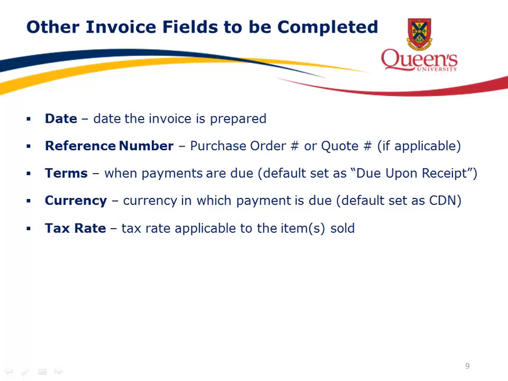The tax rate. When completing this field, use the tax rate applicable to the items sold. If you are unsure of what tax rate would apply to a particular sale, review guidance documentation located on the Financial Services website. If it is still unclear what tax rate would be applied, please contact Financial Services. The tax rate field is multiplied by the pre-tax invoice amount, and this amount will show in the HST field.